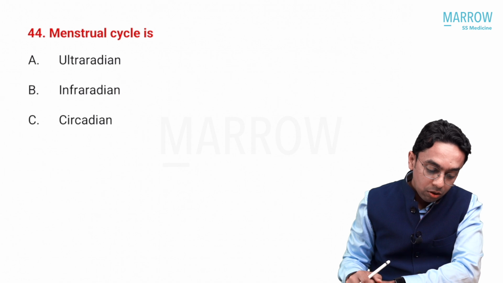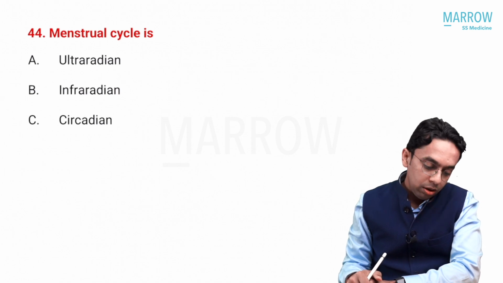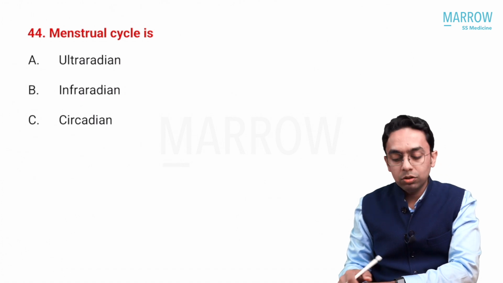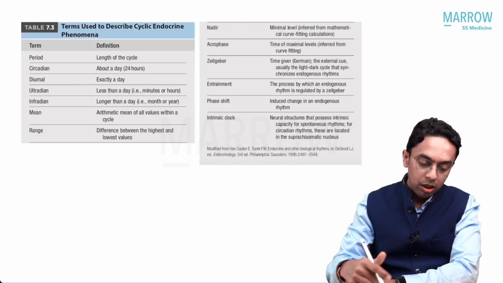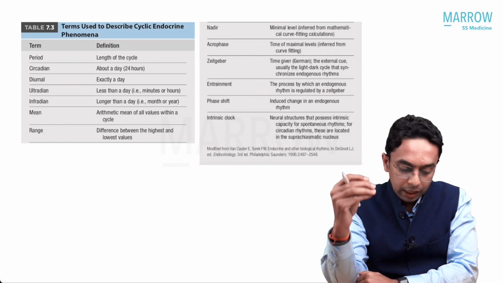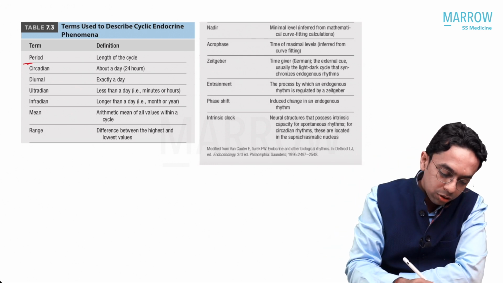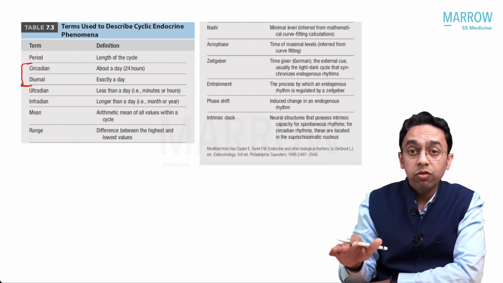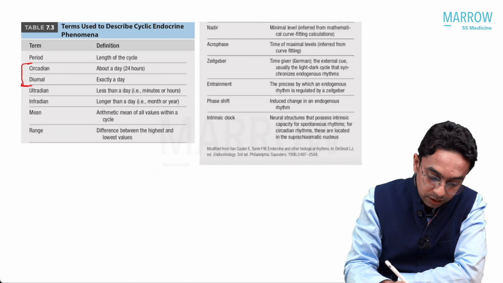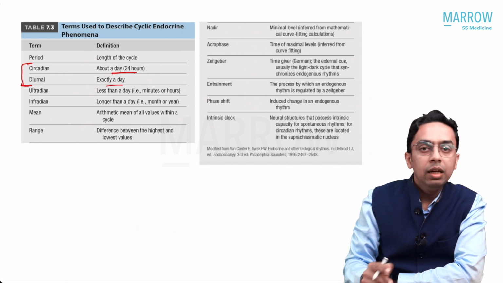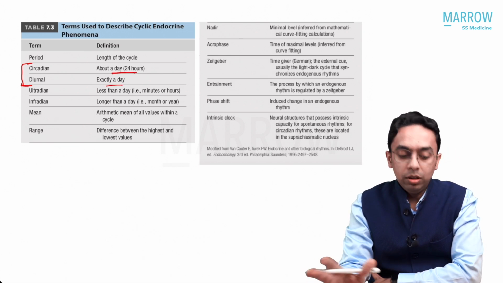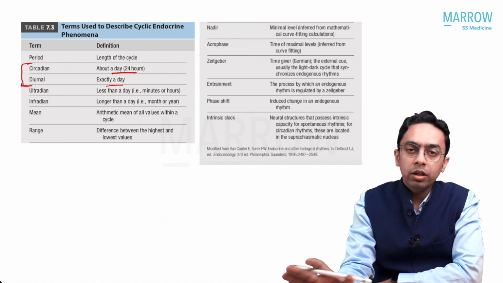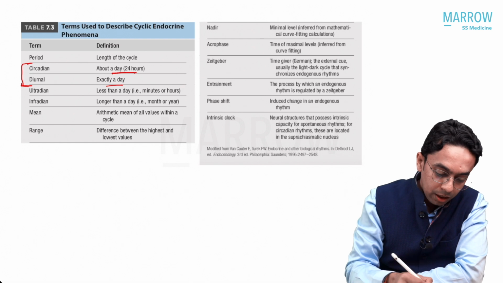Okay. Question number 44. Menstrual cycle is ultradian, infradian, circadian. So this is a very basic question here. You should know, circadian and diurnal are almost the same. It is a rhythm which oscillates for 24 hours. This is about a day, exactly a day, but in day to day use we use it interchangeably. Circadian rhythm and diurnal rhythm practically are the same thing.